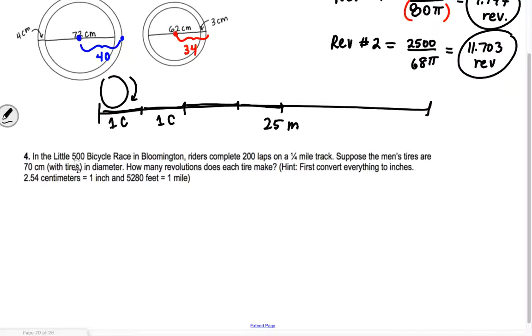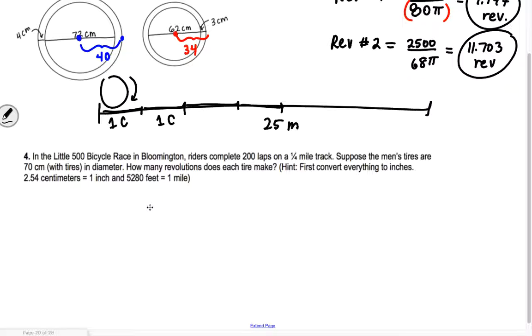All right, so this one. In the Little 500 bike race in Bloomington, have you guys heard of the Little 500? No? You never have? All right, riders complete 200 laps on a fourth of a mile track. Suppose the men's tires are 70 centimeters in diameter. How many revolutions does each tire make?